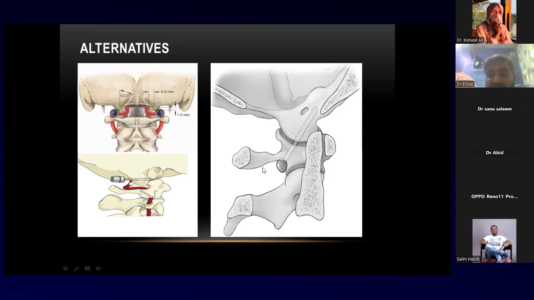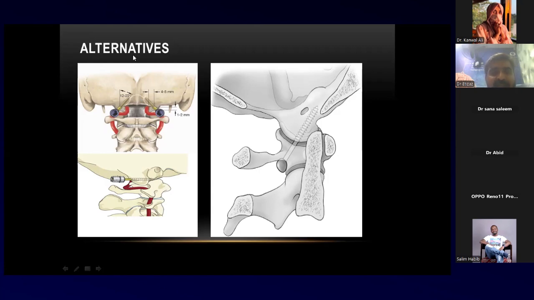Same in the same way that we have seen in the transarticular C1 C2 fusion. In the same way, you have to put a screw in the C1, then the condyle, a single screw. That is called a transarticular screw. Okay, we have that alternative: single screw, no plate, and that is all.